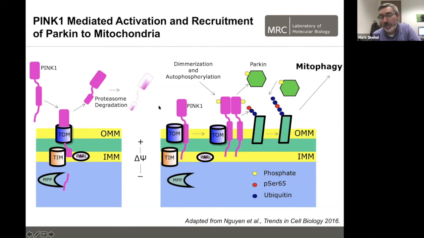Okay, but if there is some issue with that electrochemical potential across the inner mitochondrial membrane, then when PINK comes along, it now inserts into the membrane rather than through the TOM complex. So it's not degraded. It inserts into the membrane, it dimerizes, it also phosphorylates itself. It then phosphorylates ubiquitin, which has accumulated on the mitochondrial surface, at serine 65, attracts parkin, and parkin then binds to ubiquitin, parkin's activated, and mitophagy occurs.